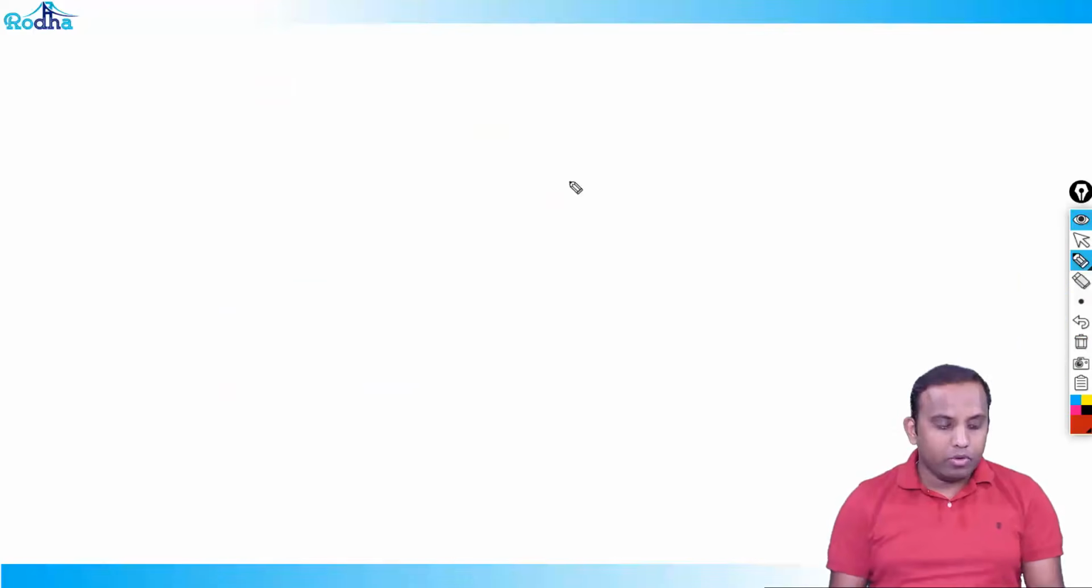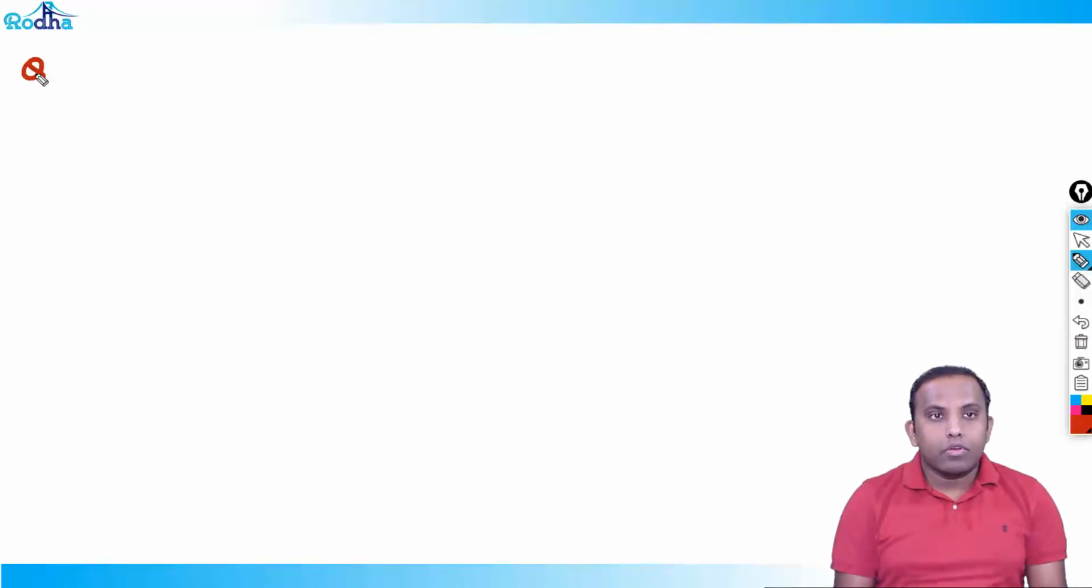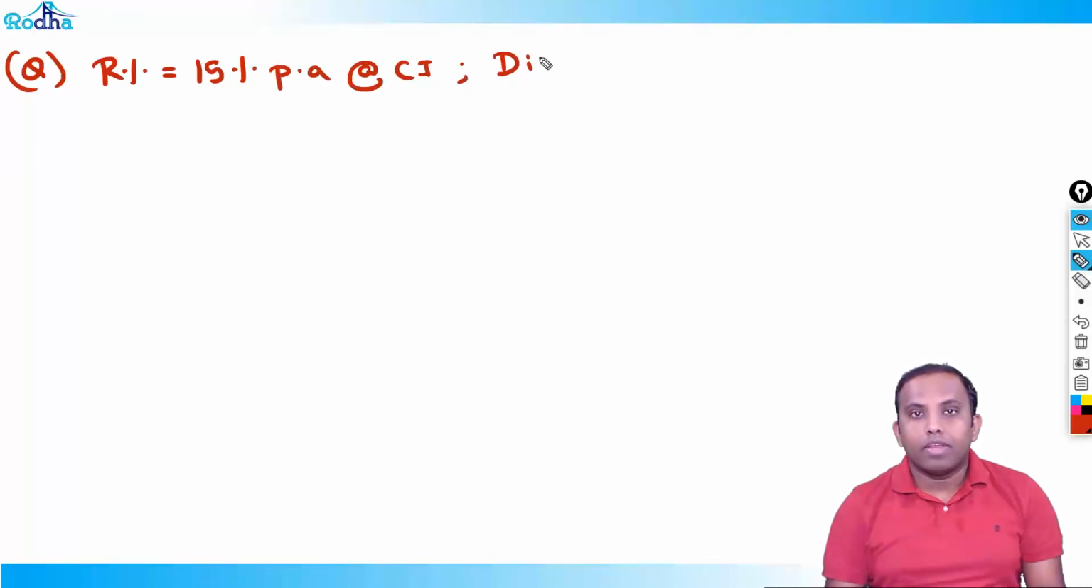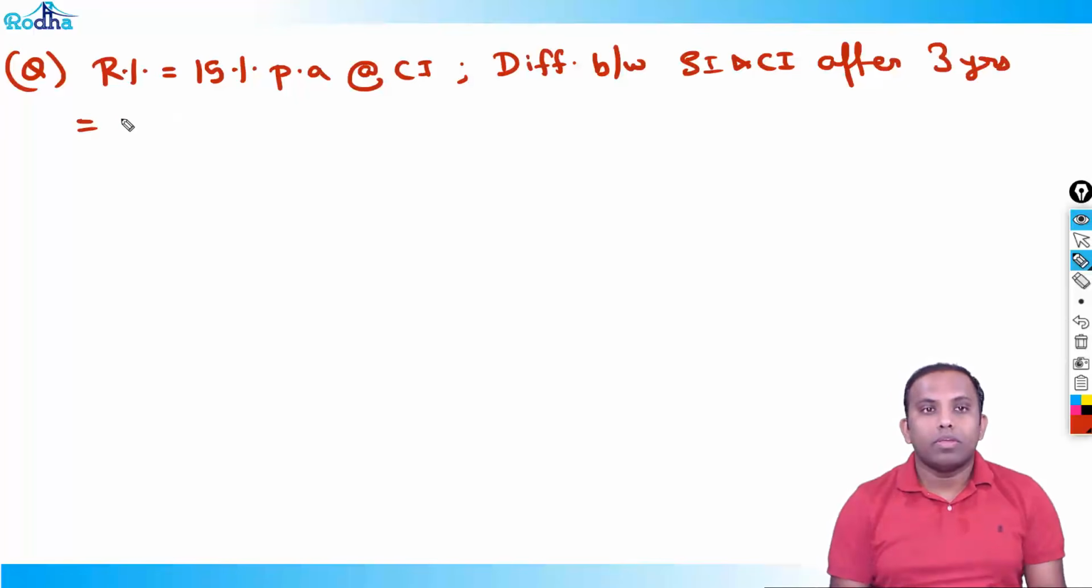So I told you, we'll see here one question which is not in 1 by a form, right? So I'm writing the rate percent as 15% per annum at the rate CI. And the difference between SI and CI after 3 years is how much? Rupees 3402.